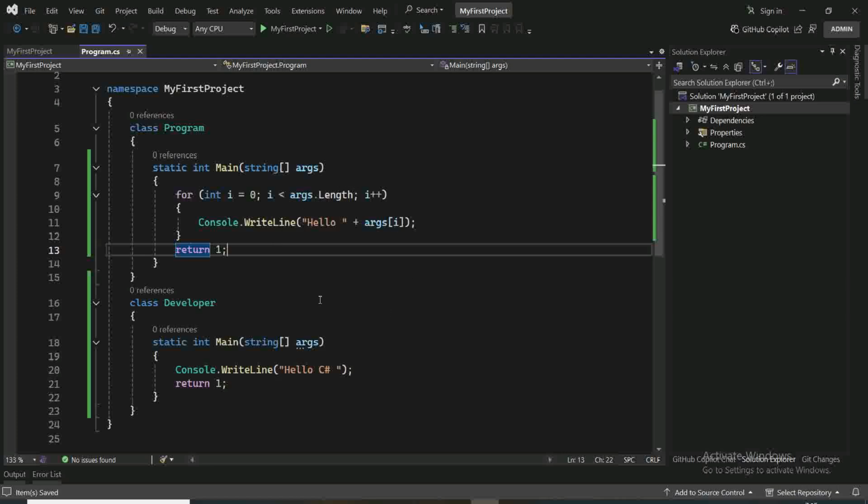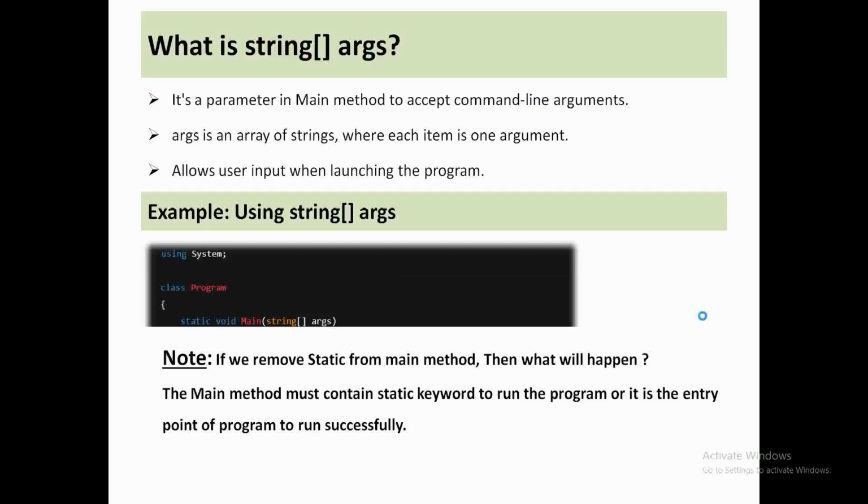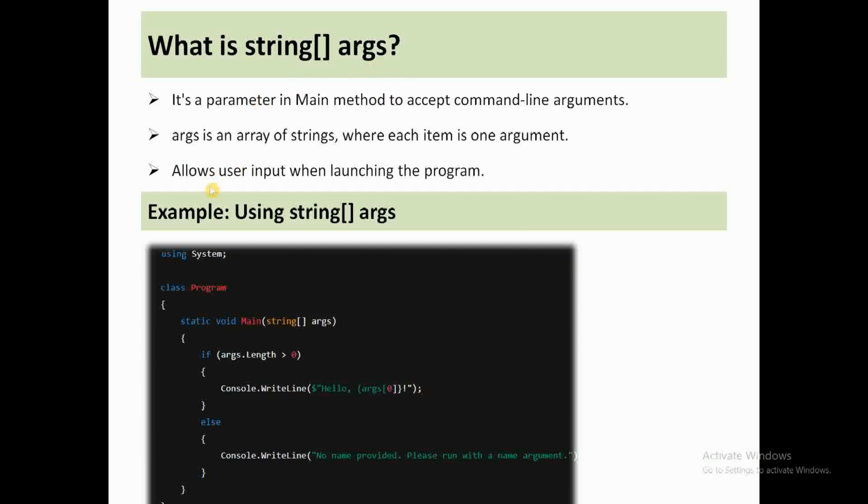So all these points are clear to you, I think. Now get back to how to configure specific main methods to run in a console application. We already saw what string arguments are, and already saw the practical of this one. Now let's study it. It's a parameter in a main method to accept command line arguments, as I already mentioned in the practical. In command line arguments we can put any values and it will reflect through this string array of arguments.